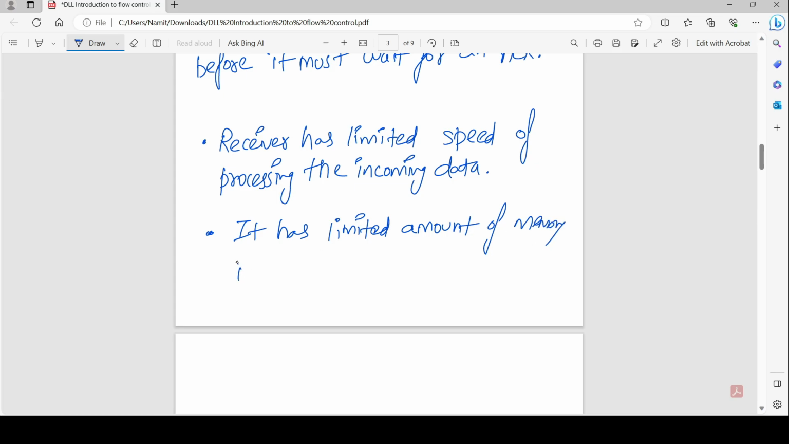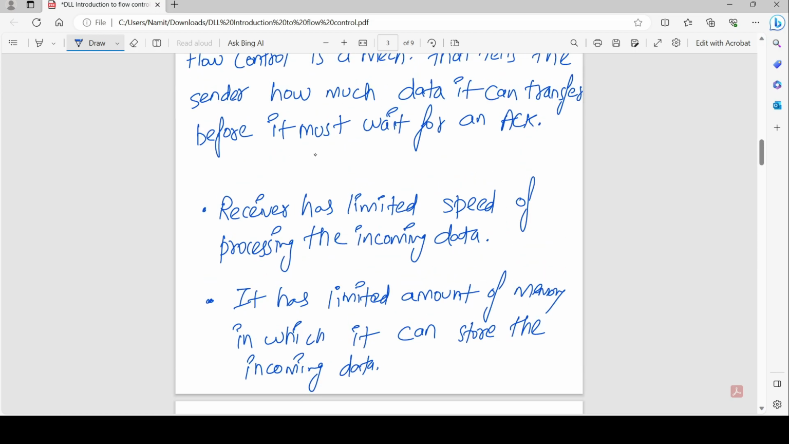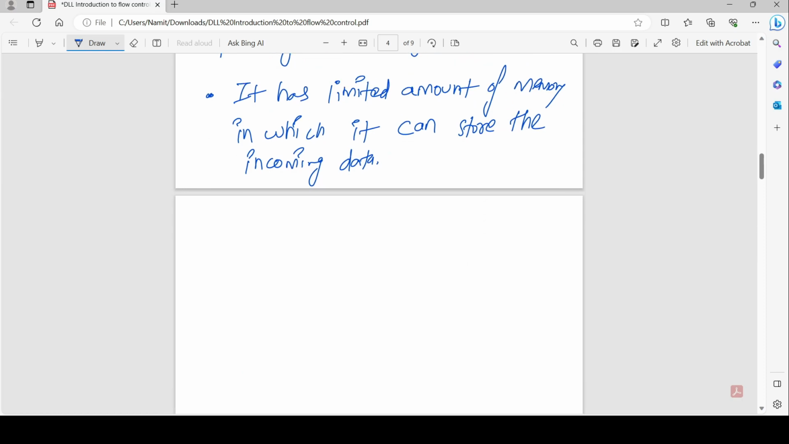It has limited amount of memory in which it can store the incoming data. Since it has limited memory, the moment this memory is full, the sender must stop sending data and wait for acknowledgement. The moment an acknowledgement is received, the receiver can clear data from its memory and expect more data. As simple as that.